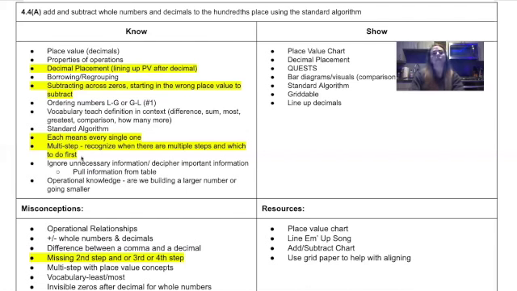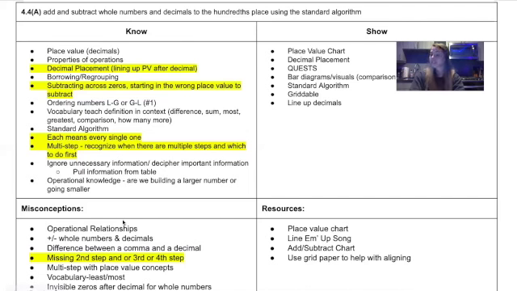Things like problem solving vocabulary, again, when it says each, it means every single one. When to know that it is a one-step problem versus a multi-step problem. When it gets into more of the complex problems, students may need to know when to ignore unnecessary information or decipher important information. And they also need to know how to pull information from a table in some cases.